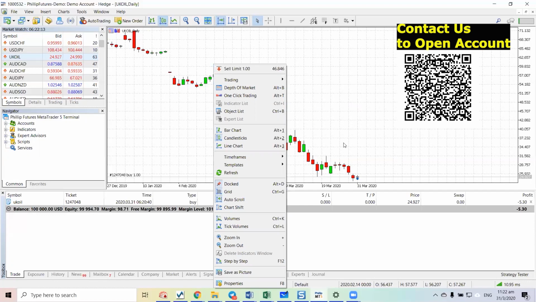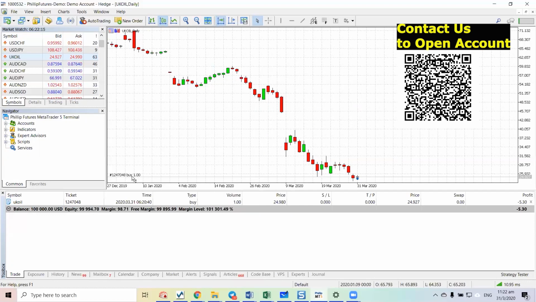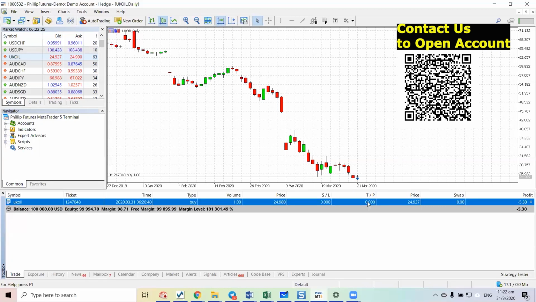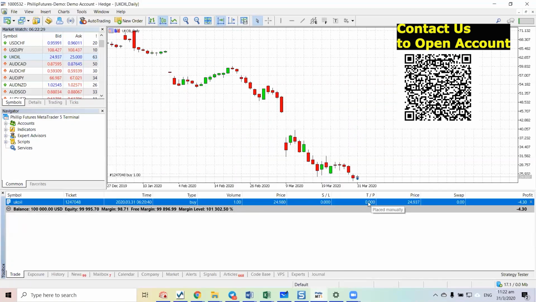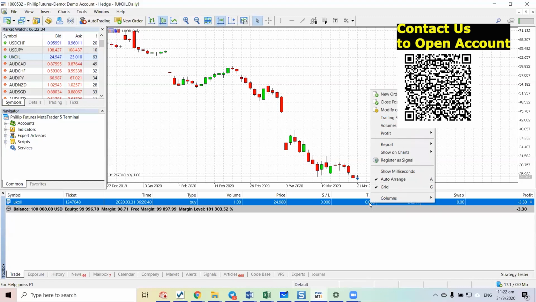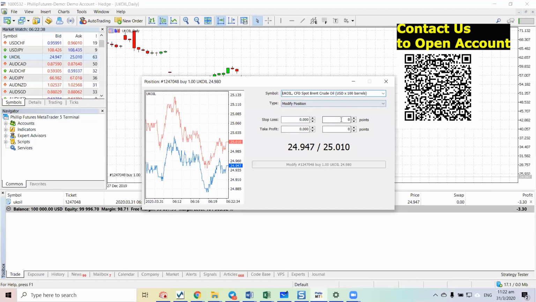Okay. So I can see that this is my order on the chart. Besides that, if I want to set a target price, I can do it over here. So let's say I want to put 25. If I want to adjust the target price, how do I do it? You can right click and then modify or delete. Yes, then you can set your take profit levels and stop loss as well.